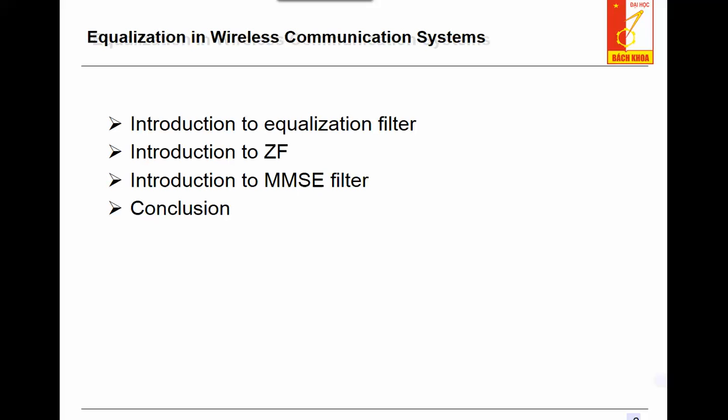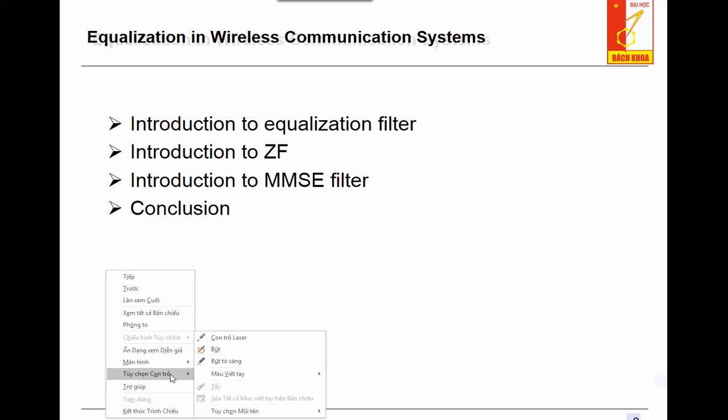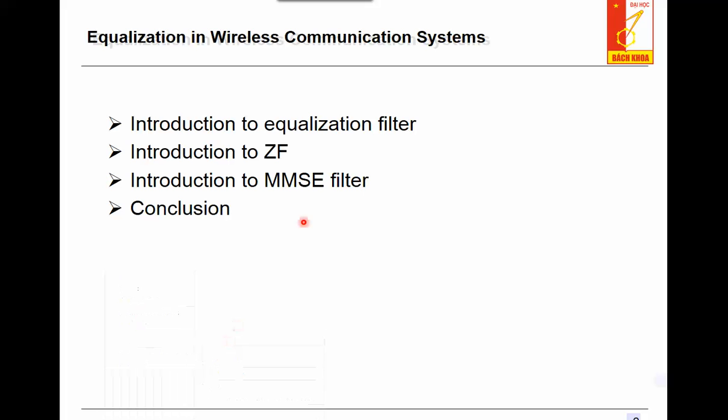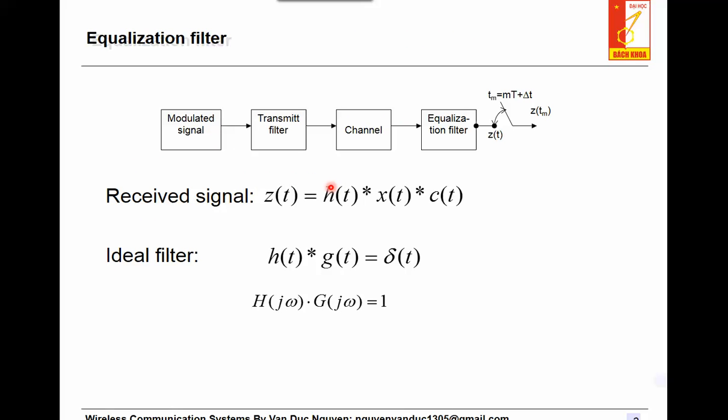So there are two kinds of filter. I will introduce two important filters: the zero forcing filter and the minimum mean square error filter. Those are the two major filters that I'm going to introduce in the lecture. Before I go to the filters, I would like to introduce the purpose of channel equalization.